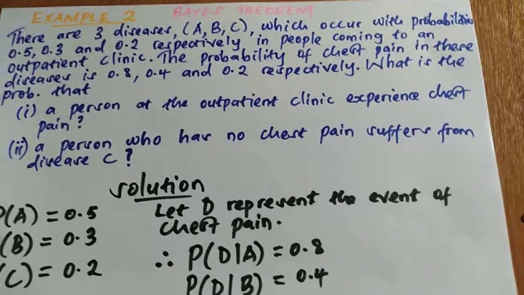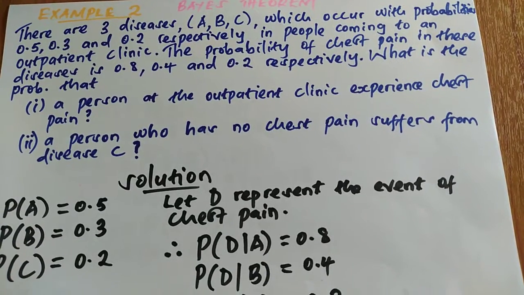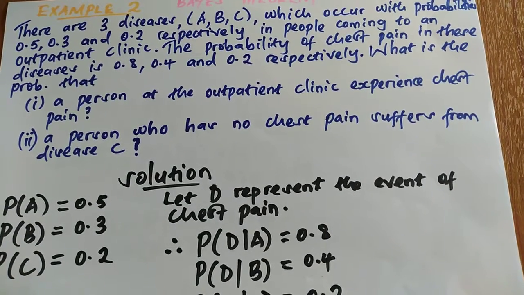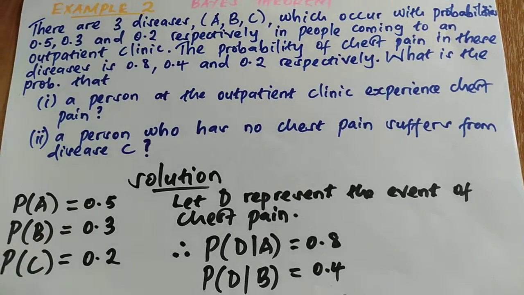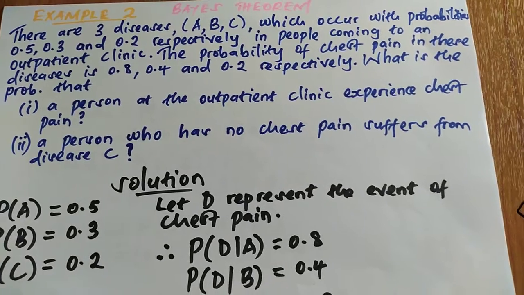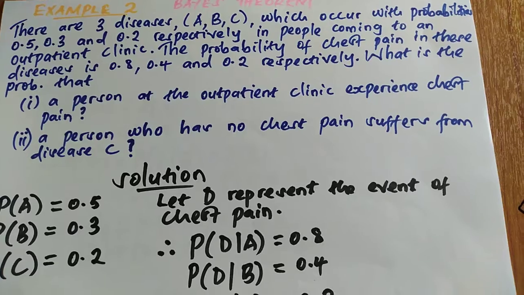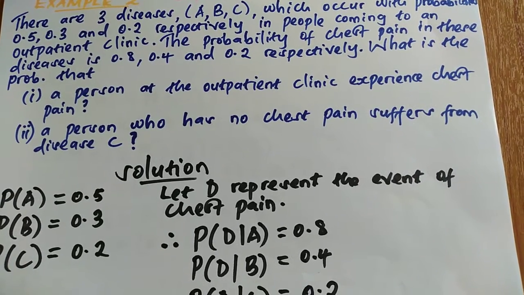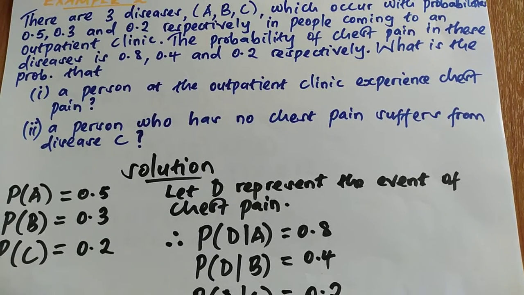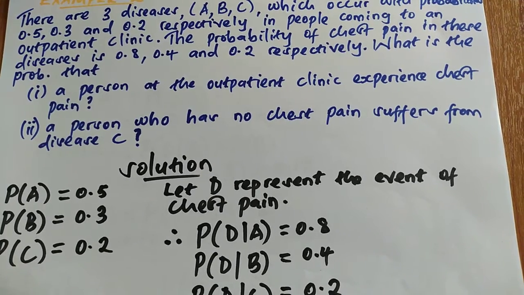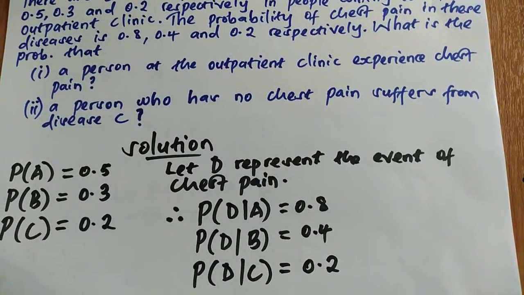There are three diseases A, B, C which occur with probabilities 0.5, 0.3 and 0.2 respectively in people coming to an outpatient clinic. The probability of chest pain in these diseases is 0.8, 0.4 and 0.2 respectively. What is the probability that, one, a person at the outpatient clinic experiences chest pain? And the second question is, what is the probability that a person who has no chest pain suffers from the disease?